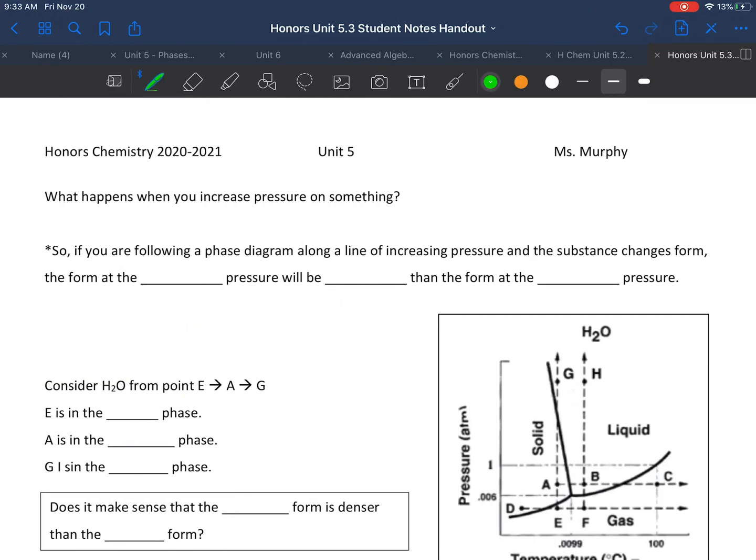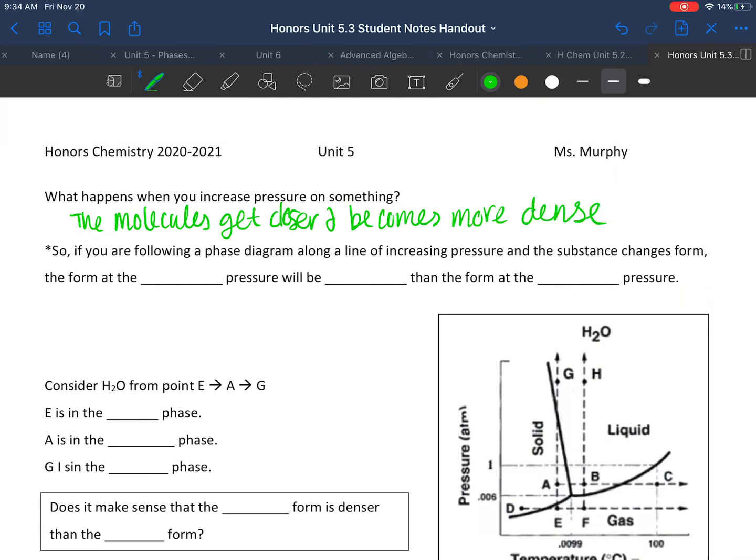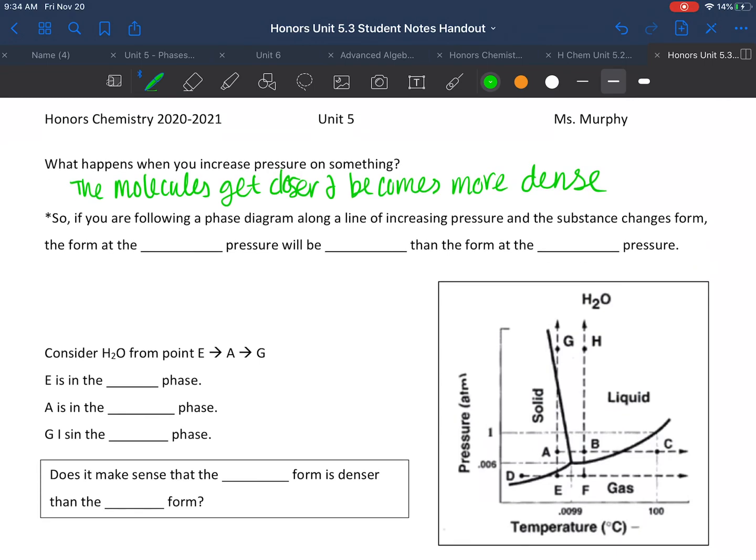So what happens if you increase pressure on something? Well, the molecules get closer, and the substance becomes more dense. So if you're following a phase diagram along any line of increasing pressure and the substance changes forms, the form at the higher pressure will be denser than the form at the lower pressure.